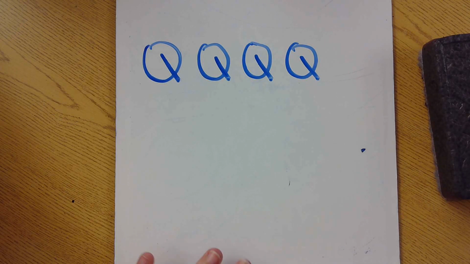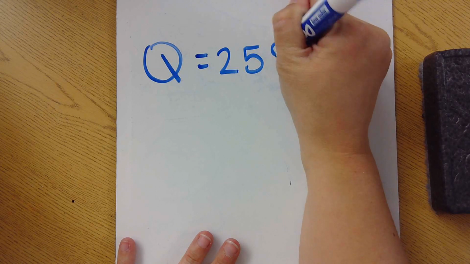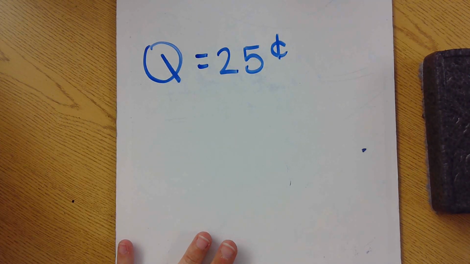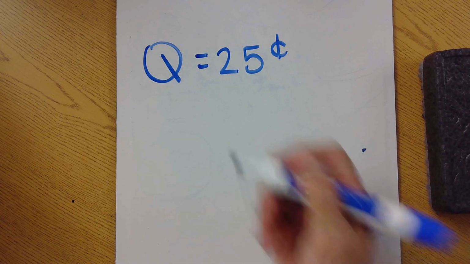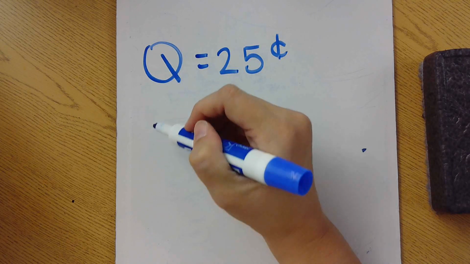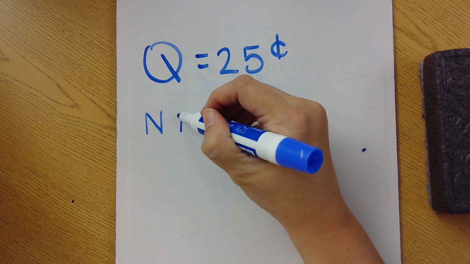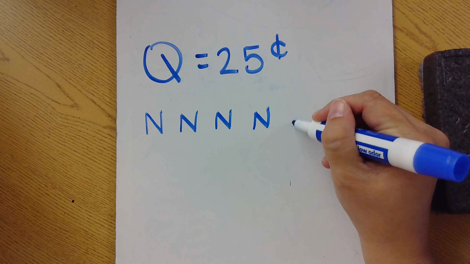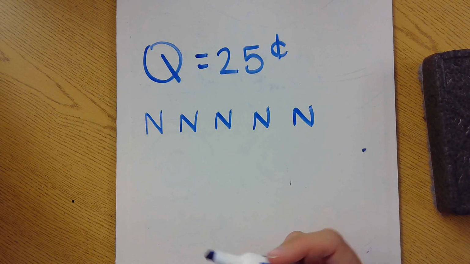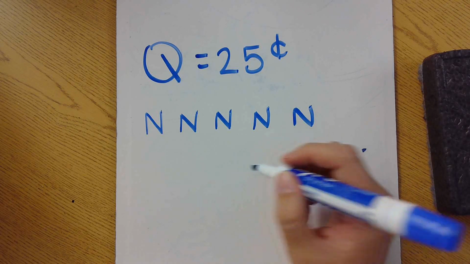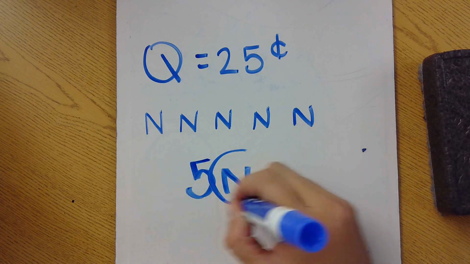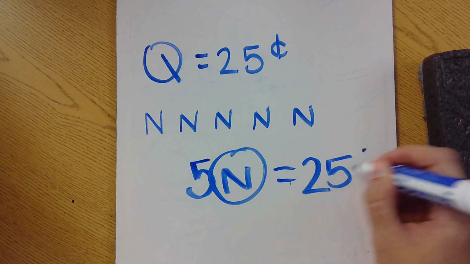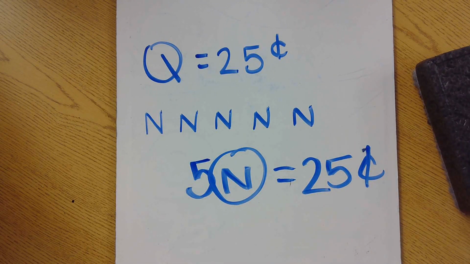We know that 1 quarter equals 25 cents. How many nickels would make 25 cents? Let's count. Remember, nickels are worth 5 cents. 5, 10, 15, 20, 25. How many nickels is that? You're right. 5 nickels equals 25 cents. You are so correct.